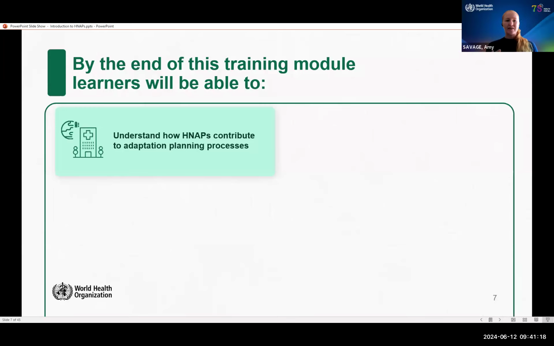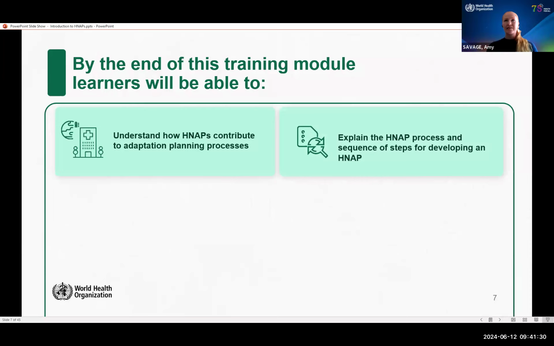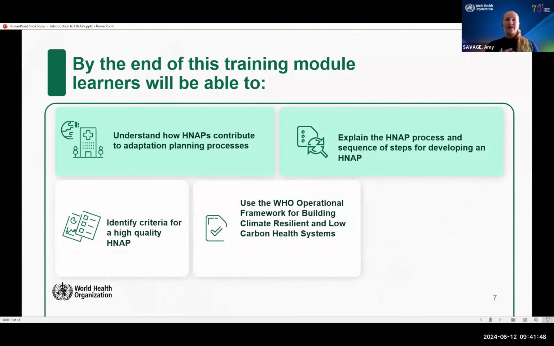But today I hope that after this session, you will be able to understand how health national adaptation plans contribute to the broader adaptation planning processes, and be able to explain the HNAP process and sequence of steps for developing the HNAP. Now, we won't be looking in depth at quality criteria for a high quality health national adaptation plan today, but we do have a future webinar in a few weeks covering that. The same with the operational framework. We covered that in the last webinar that we did. So if you'd like to get a more in-depth overview of the operational framework, you can look at that recording, but we will refer to and mention the operational framework because it is a critical tool in developing the health national adaptation plan. And then I hope over the series of these webinars that you will be able to apply all this knowledge within the broader context of your health system.